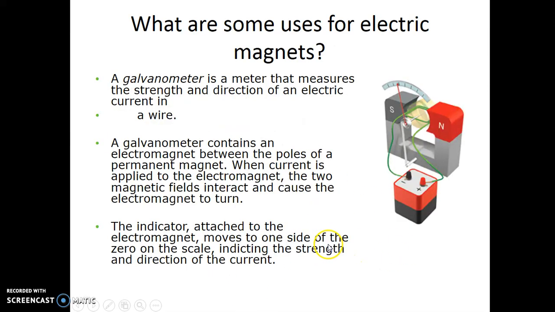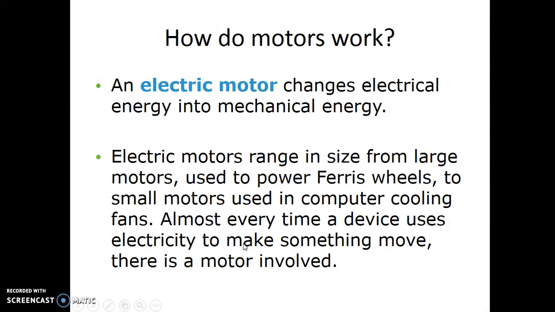All right. Continuing, this right here is a galvanometer. I have one I showed you earlier. A galvanometer is a meter that measures the strength and the direction of a current flow in a wire. So a galvanometer contains an electromagnet between two poles. So there's your electromagnet. And when the current is applied to the electromagnet, the two magnetic fields interact and cause the electromagnet to turn. Here you have your magnet, you have your coil wire, and when you apply current, it'll either turn one way or the other way. And that indicator attached will tell me the strength and the direction of the current.